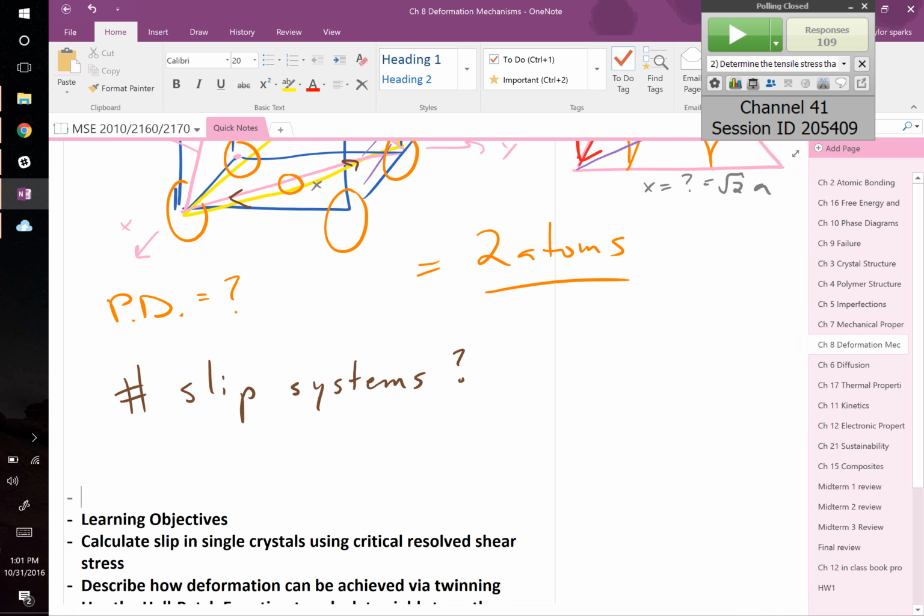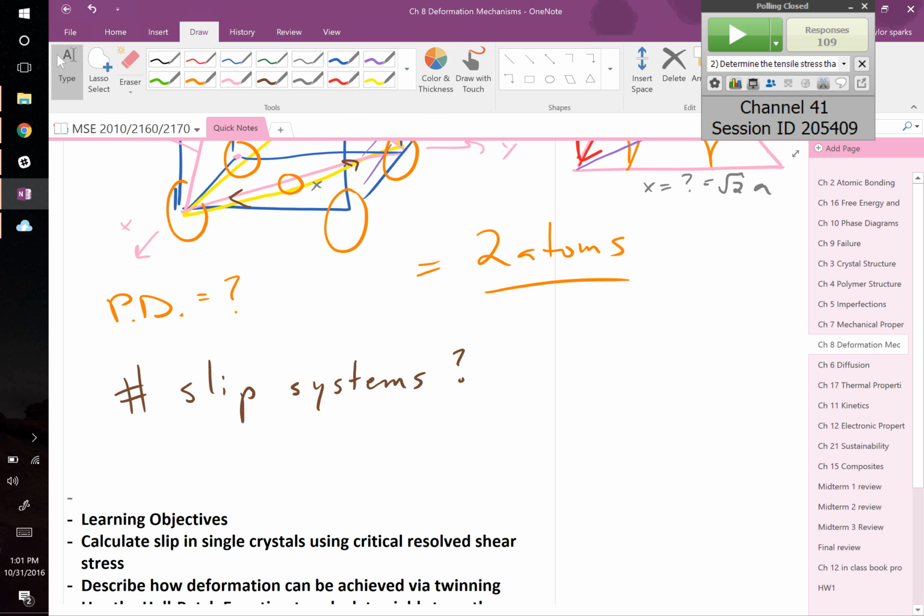What do you think? No, it's hard to explain. I just kind of know by visualizing it. Visualizing it is the key here. Let's try and draw it, right? So let's draw our cube, right?